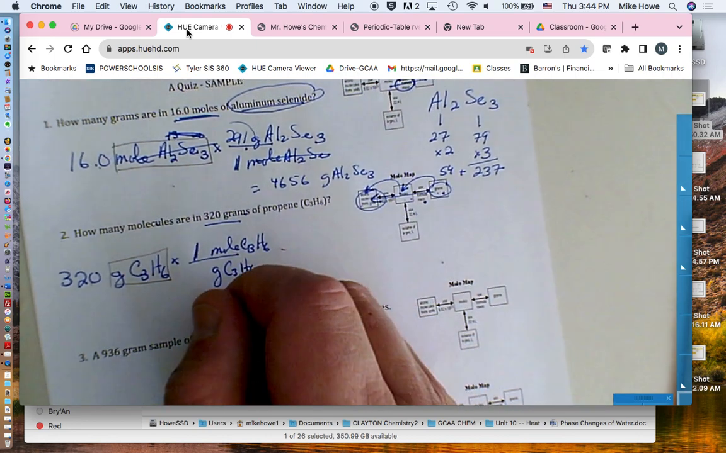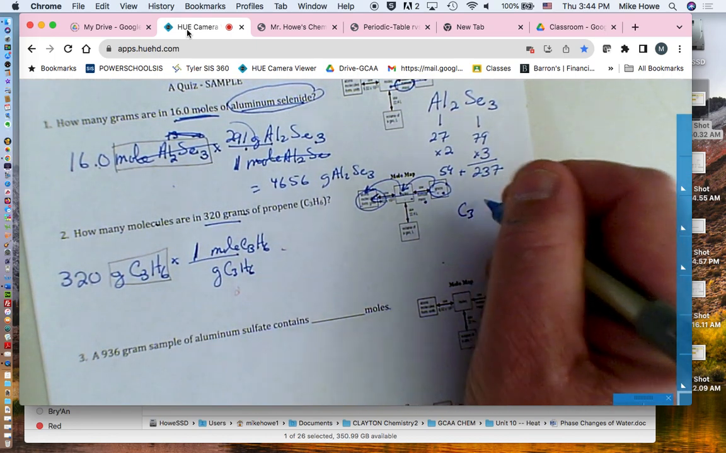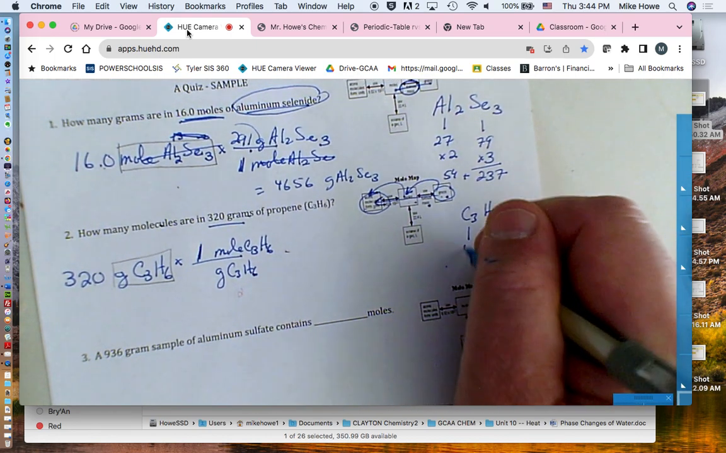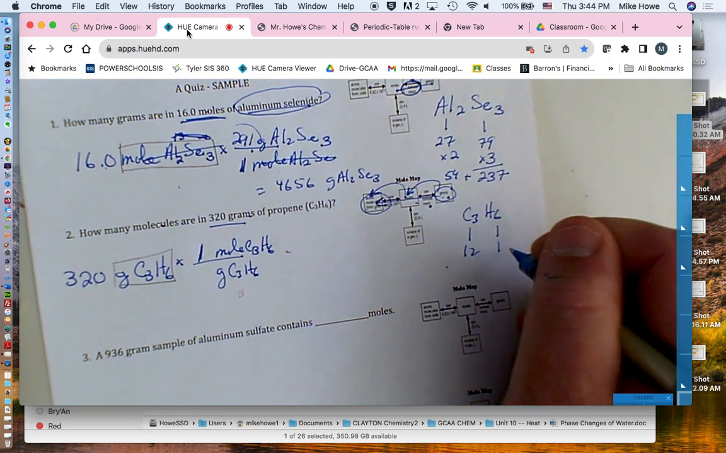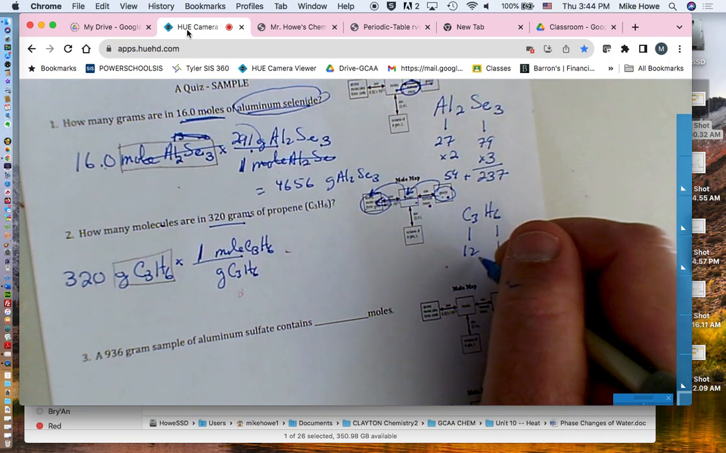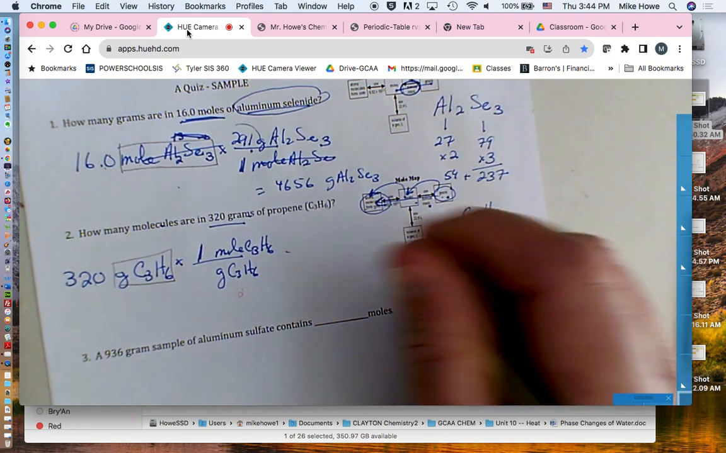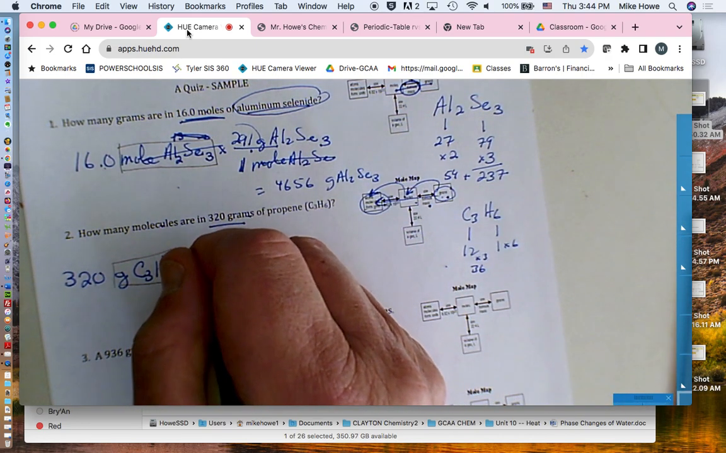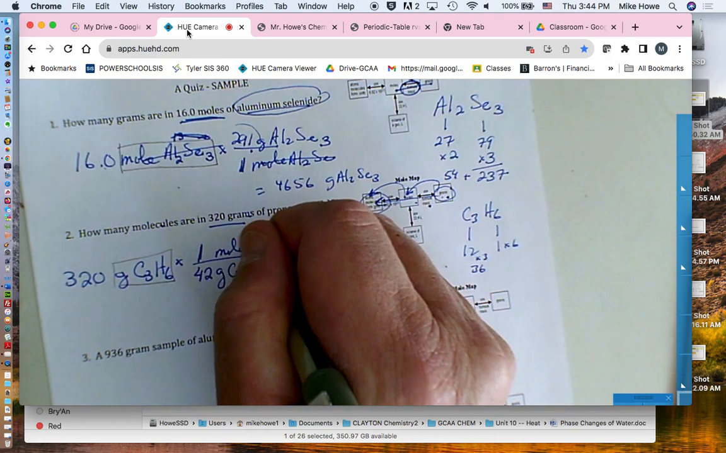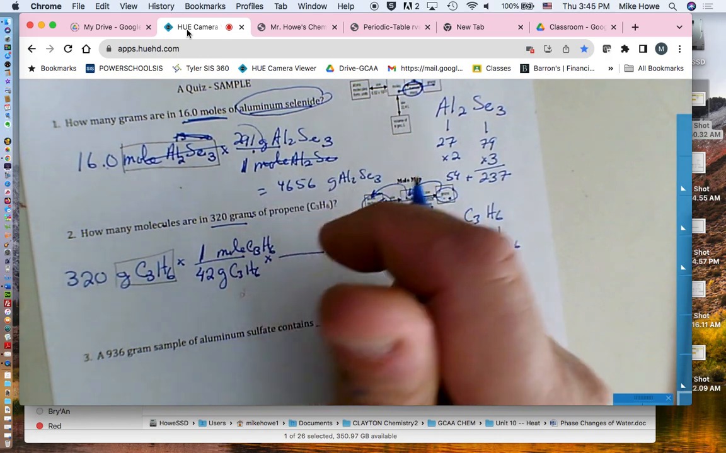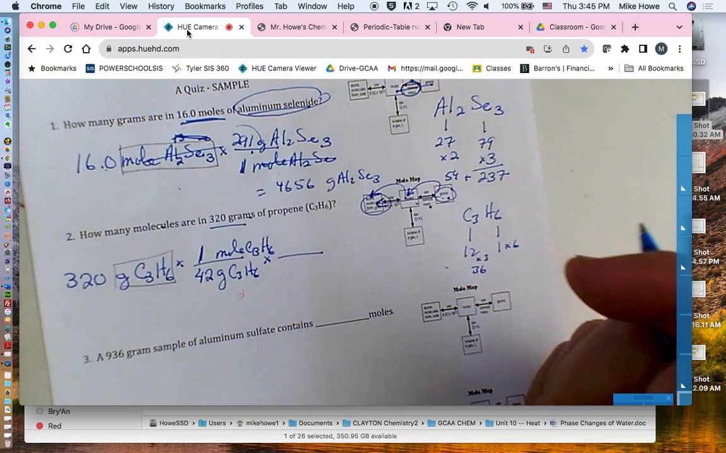So I have C3H6. We said carbon was 12, hydrogen was 1. 1 times 6 is 6. 12 times 3 is 36. So 36 and 6 is 42. All right.